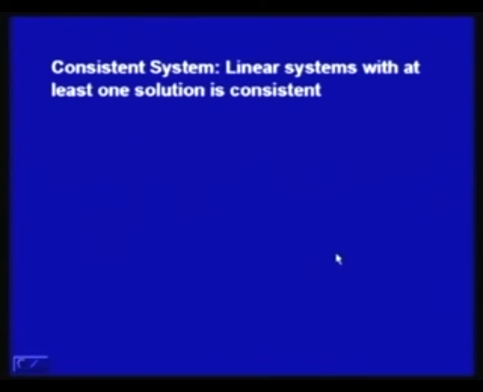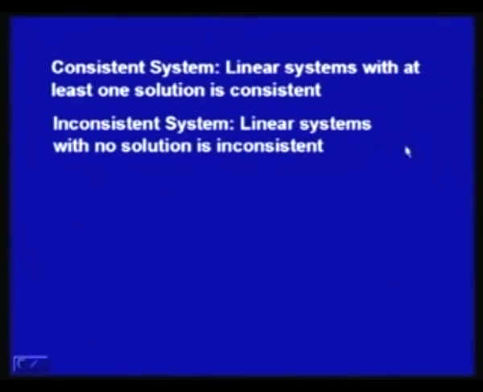So, what is a consistent system? A consistent system is a linear system having at least one solution. So, a linear system with at least one solution is consistent. It may have more than one solution, but one solution has to be there. An inconsistent system is a linear system with no solution.